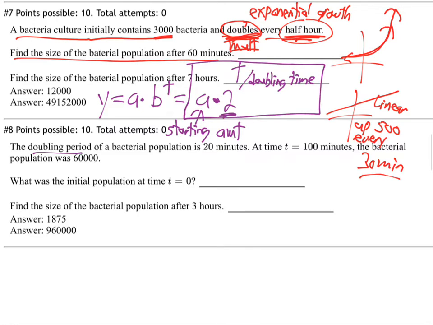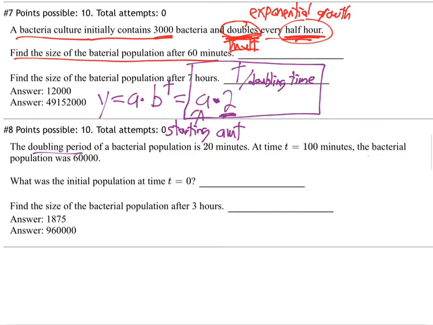Let's get into the particulars now. Let me get this stuff out of the way, and we'll go for the particular information. So in particular, what's the starting amount? Initially contains 3,000.